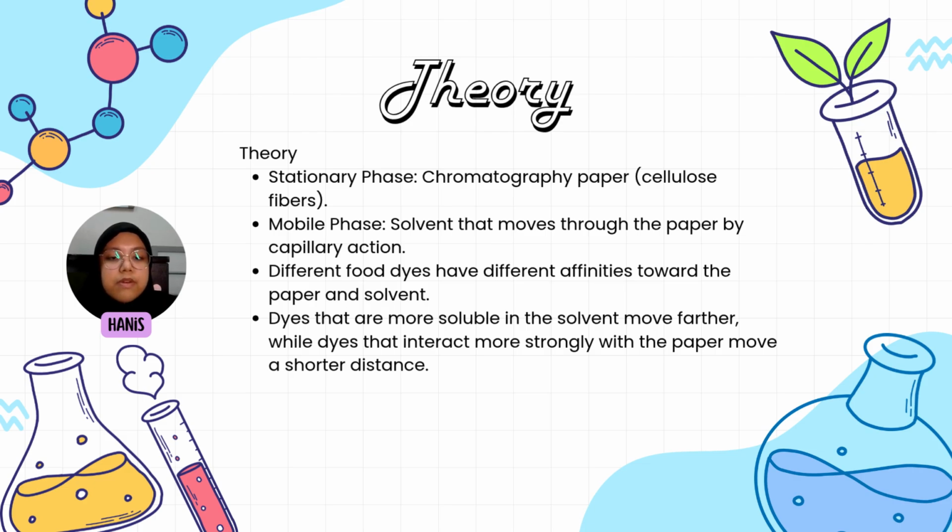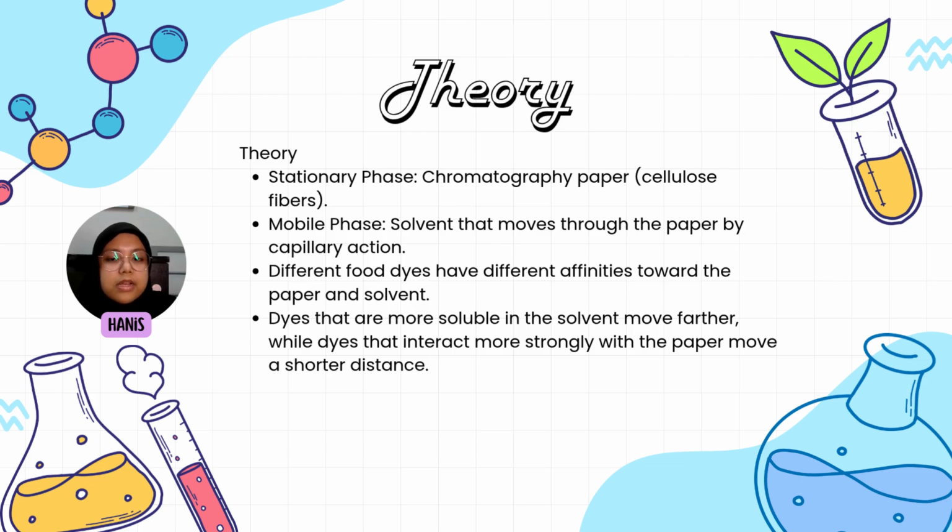As it sits at the bottom of the tank, it naturally climbs up the paper by capillary action, dragging our sample along with it. So, how do the different food dyes separate? It all comes down to the chemical tug-of-war based on affinity, meaning how strongly a dye is attracted to the paper or the liquid. Dyes that are highly soluble in the solvent, the mobile phase, travel fast and move much farther up the paper.